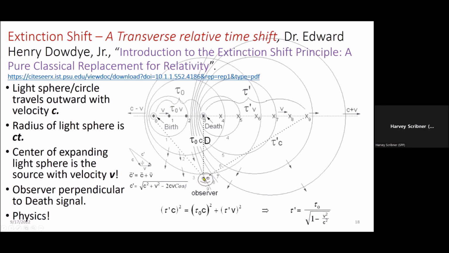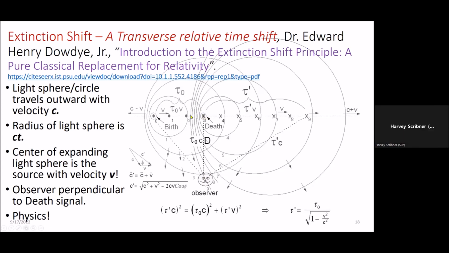Now this is his geometry, not the one from the previous example. So then he says this signal is extinguished, but another signal is emitted. It's the birth of a second signal. And so he calls this distance traveled tau naught.